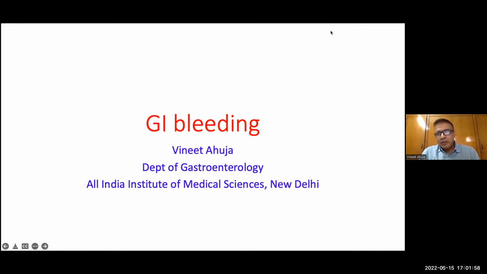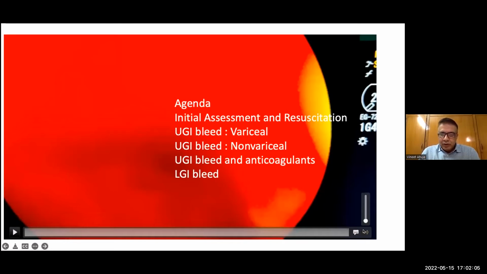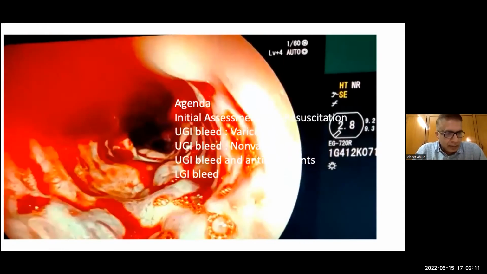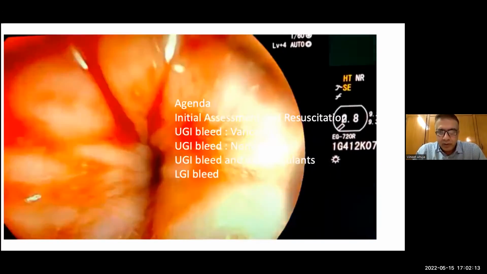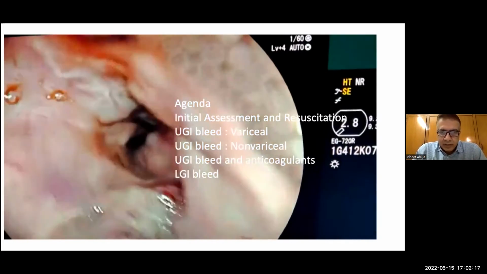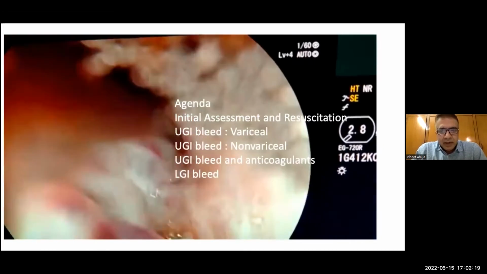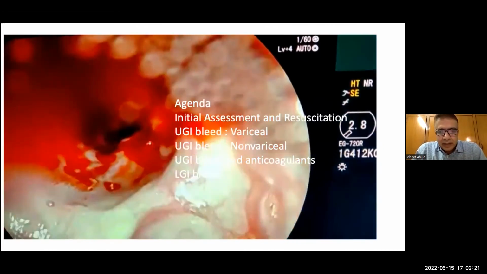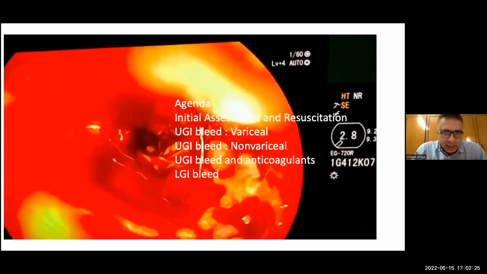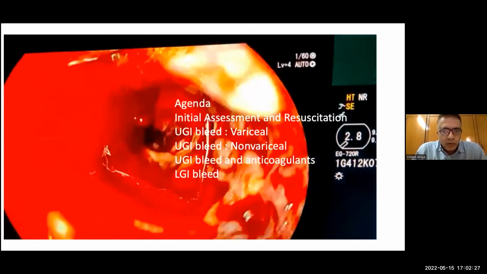Today I'll be talking about GI bleeding, and I'll take you through the concept of GI bleeding. The basic agenda for today: I'll talk about initial assessment and resuscitation, because I think that would be extremely important for all of you. Secondly, we'll cover upper GI bleed, variceal and non-variceal. We'll talk about upper GI bleed and anticoagulants. We'll talk about lower GI bleed. And subsequently, in discussion, if required, we can talk about obscure GI bleed.